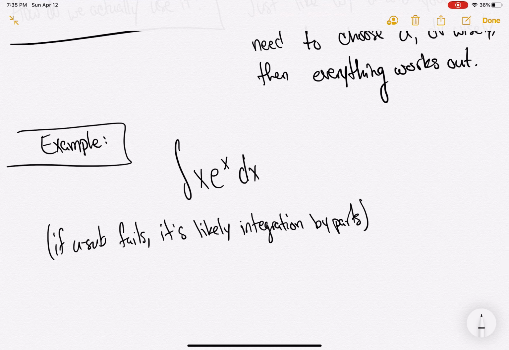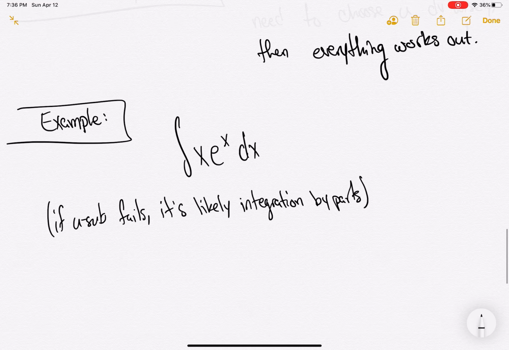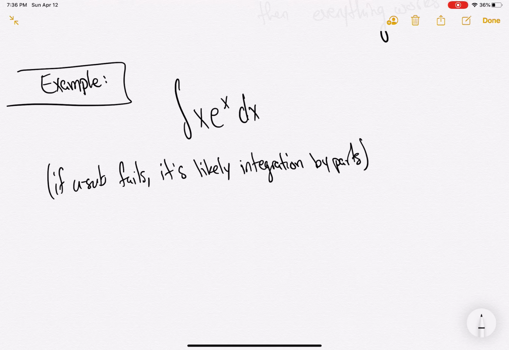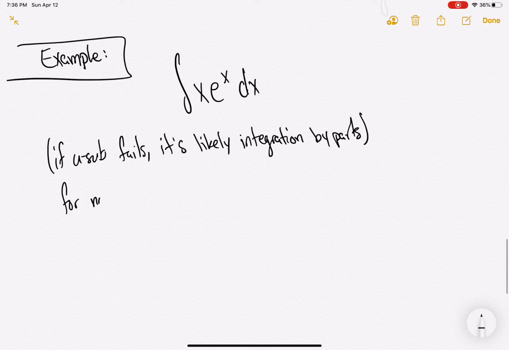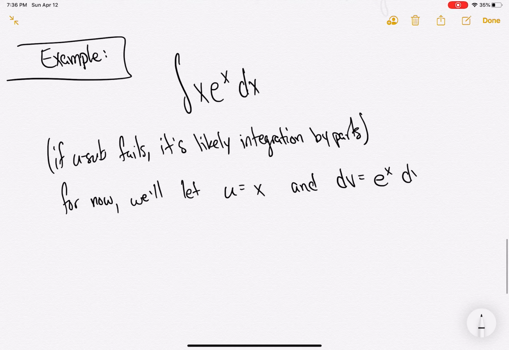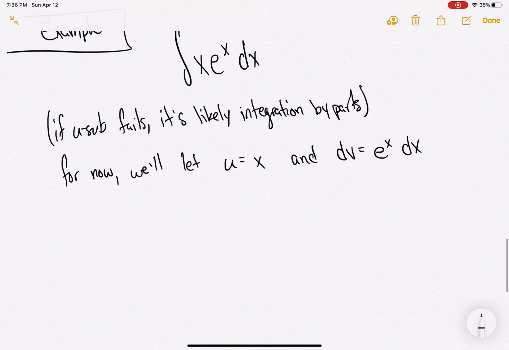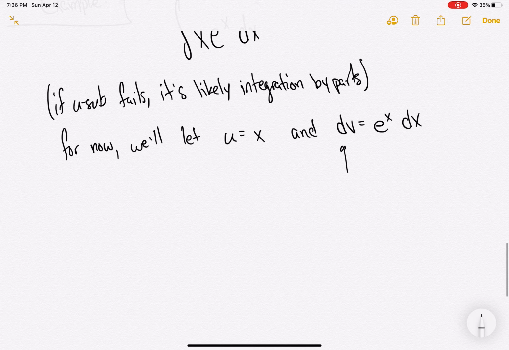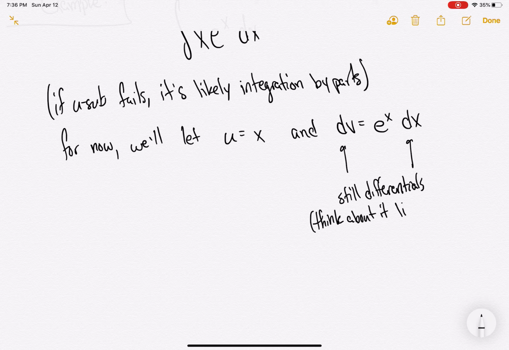And this might not be explicitly clear why we choose which one we choose, but I'll explain why later. We're going to let, for now, u equal x and dv equal e to the x dx. Now the reason I'm writing dv, these are still differentials, right? Still differentials. Think about it like a derivative.